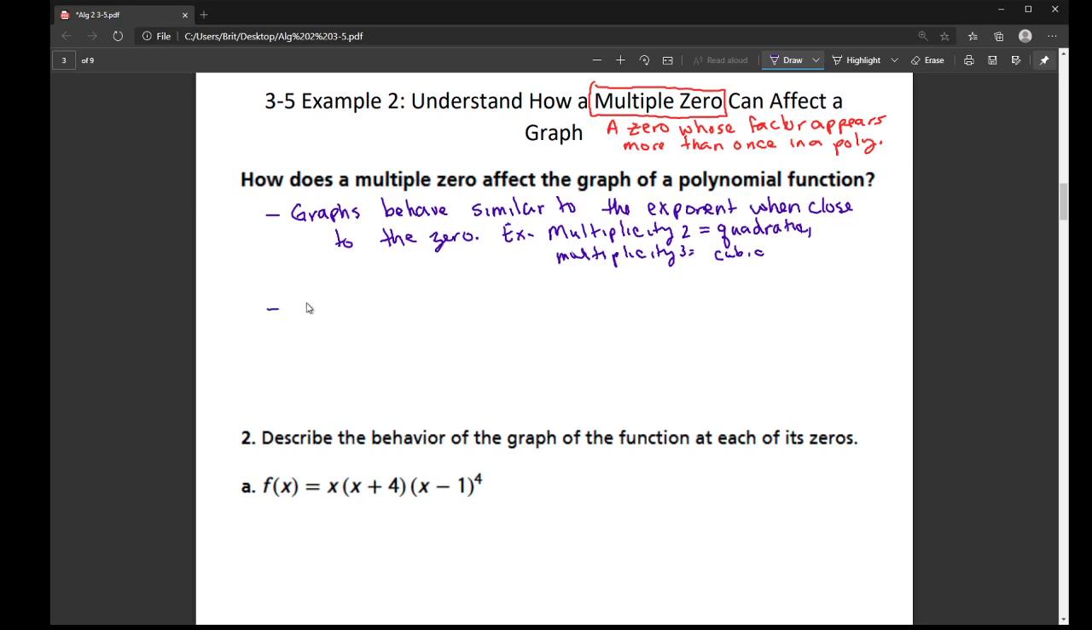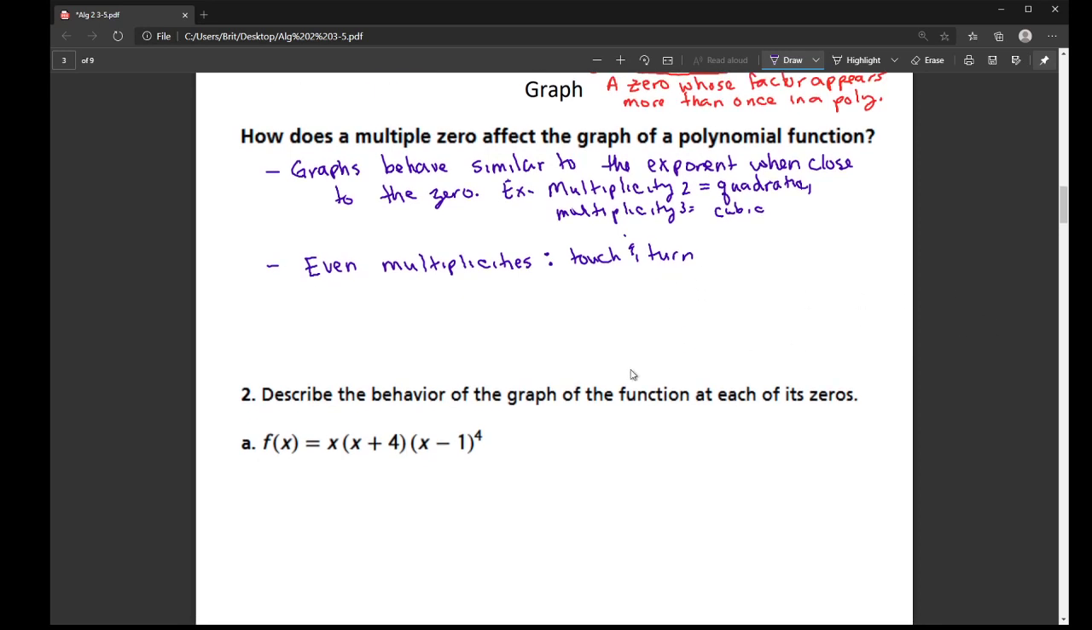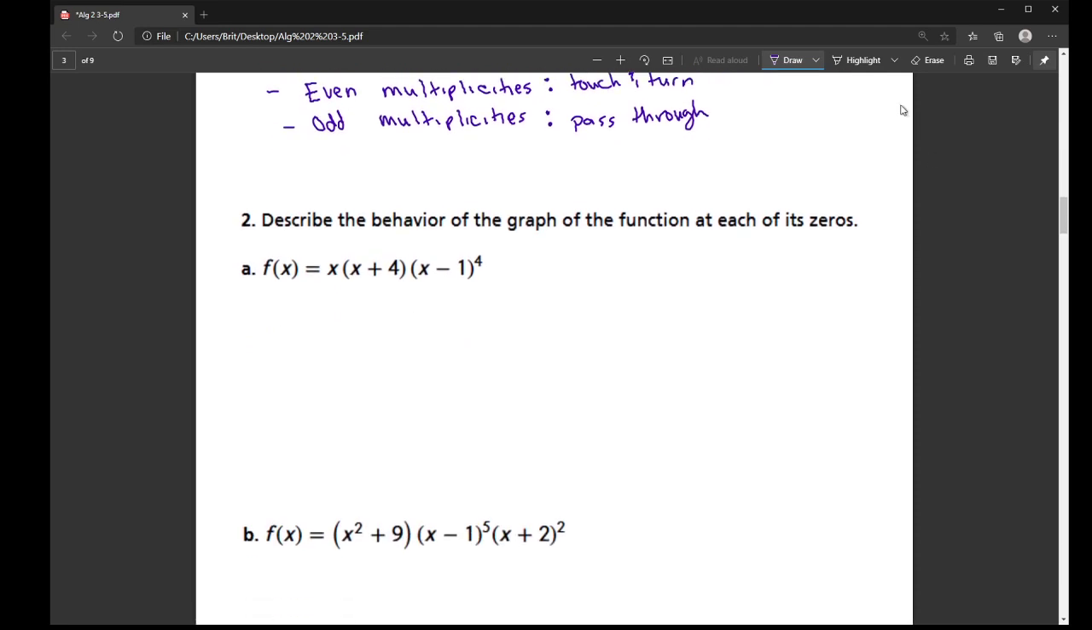The other thing to remember, even multiplicities do a touch and turn. Okay, so they touch the x-axis and then turn back around. Whereas odd multiplicities just pass through on the graph. Okay, so let's check it out.